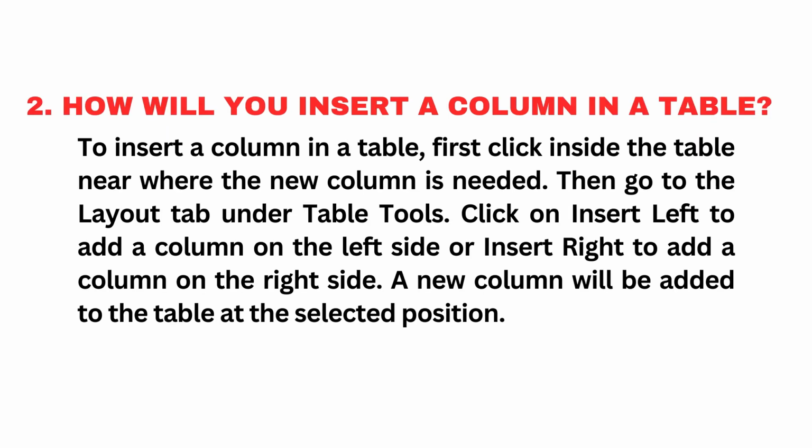2. How will you insert a column in a table? To insert a column in a table, first click inside the table near where the new column is needed. Then go to the Layout tab under Table Tools. Click on Insert Left to add a column on the left side or Insert Right to add a column on the right side. A new column will be added to the table at the selected position.